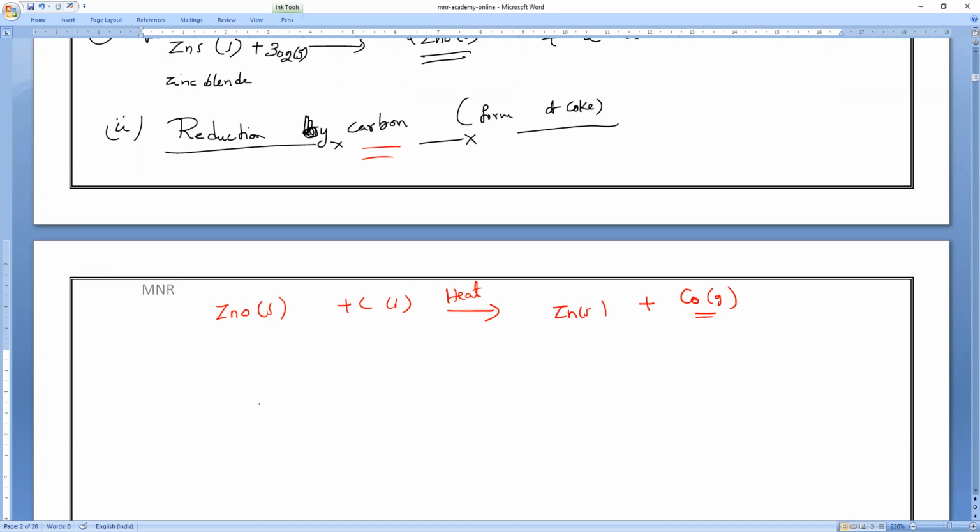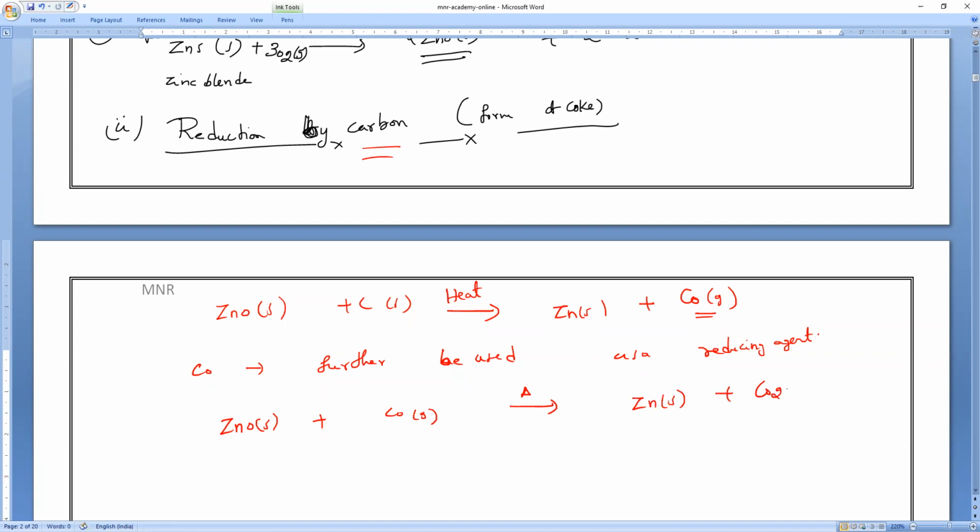So for further process, what will happen, guys? The carbon monoxide is further used as a what? A reducing agent. Remember, carbon is the strongest reducing agent. So zinc oxide will react with the carbon monoxide gas. What will it produce, guys? It will produce zinc plus carbon dioxide.